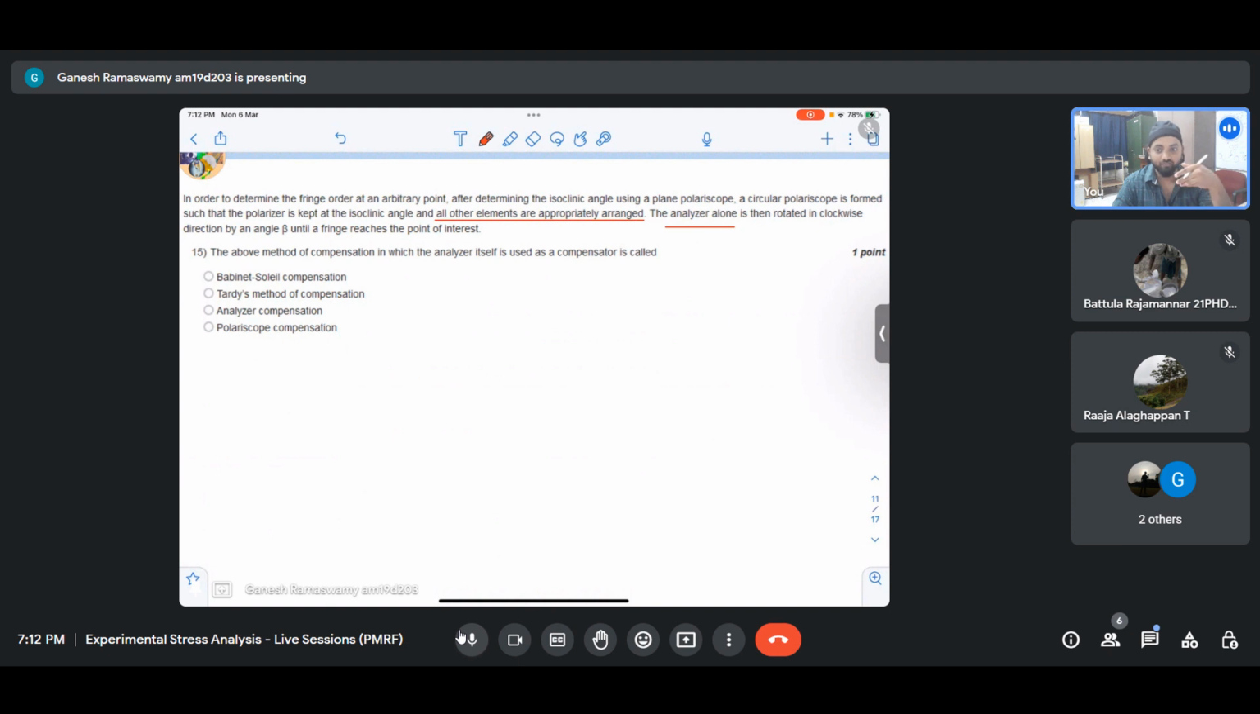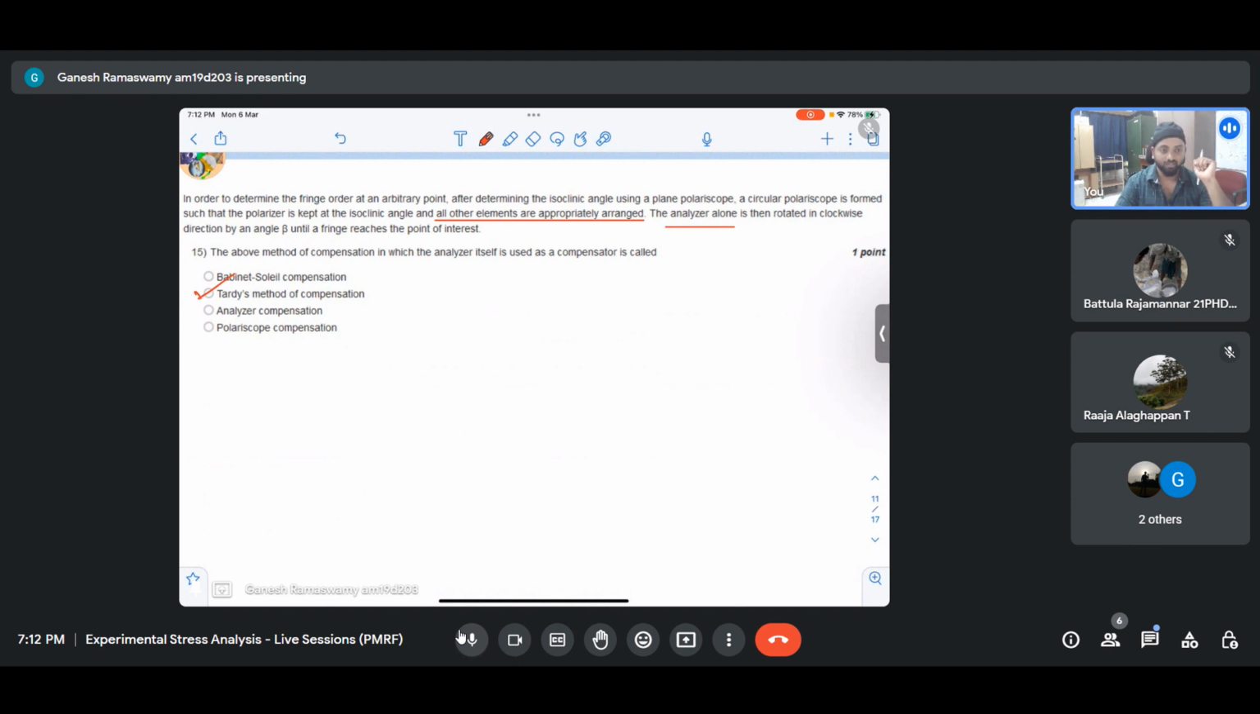So it is nothing but, yes, exactly. So it is Tardy's method of compensation, where instead of using separate equipment for that, with the power of our Jones calculus, we can simply see that by rotating the analyzer, we are able to get it.